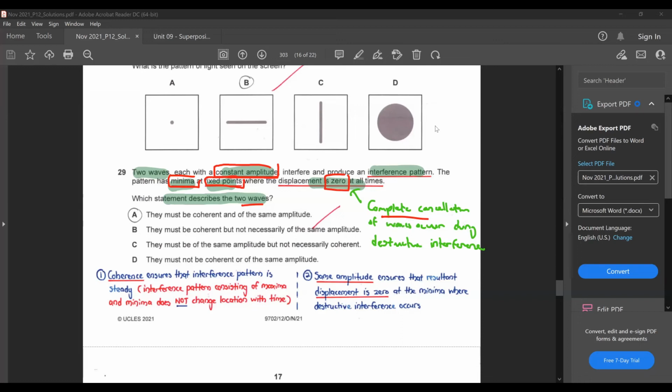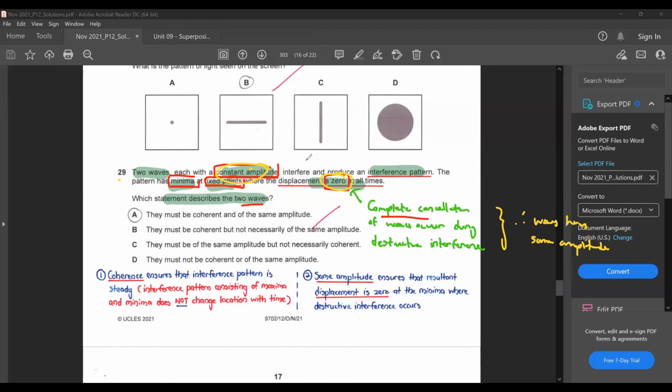Okay, so therefore, waves have the same amplitude. Bear in mind that the question only mentioned that the waves had constant amplitude. They didn't say they had the same amplitude in the first place. They just said that they had constant amplitude. The only way you could determine that they were constant and the same is due to this, where they tell you that at the minima point, the displacement is zero all the time. So it means complete cancellation of waves was occurring.